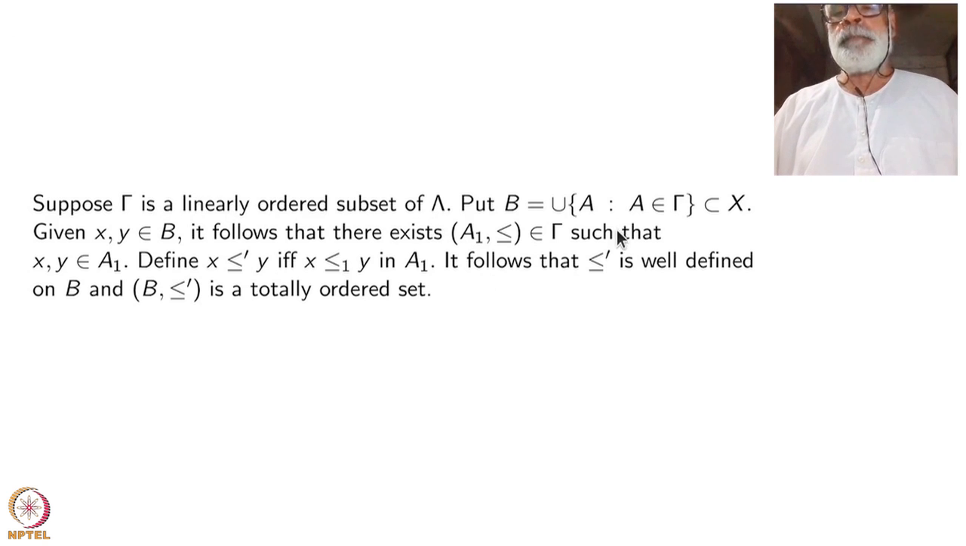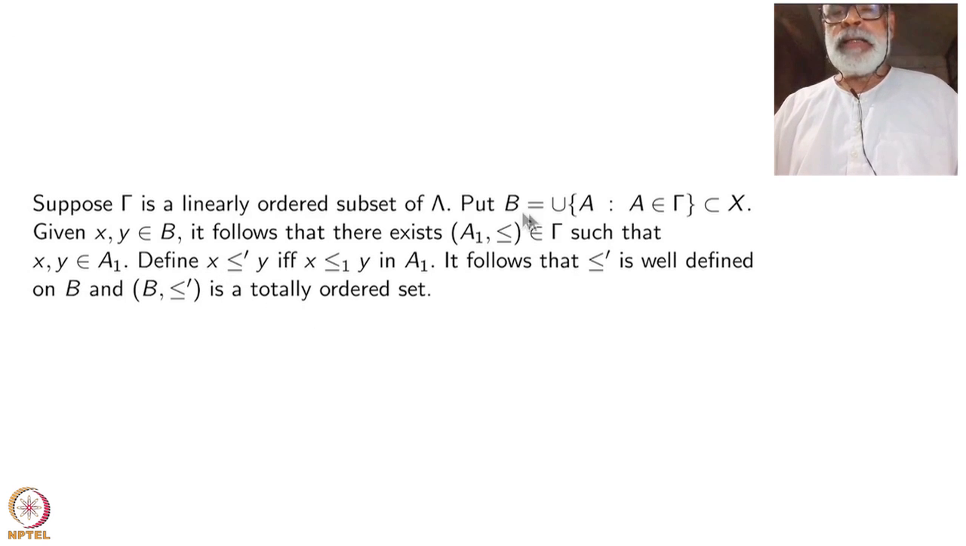So start with a linearly ordered subset. Put B equal to the union of all these members inside this Lambda, Gamma. Remember the A sets, what are they? All these are: Ai contained inside Aj or Aj contained inside Ai. This total order is there, linear order. You take the union, that is a subset of X. Now, if you take any two elements in B, there will be one A1 belonging to Gamma such that both of them will be in A1. Why? Because x may be in say A and y may be inside some A prime, but A is less than or equal to A prime, which means one is contained in the other. Therefore, you can take the bigger one. So there is an A1 for which both x, y are inside A1.